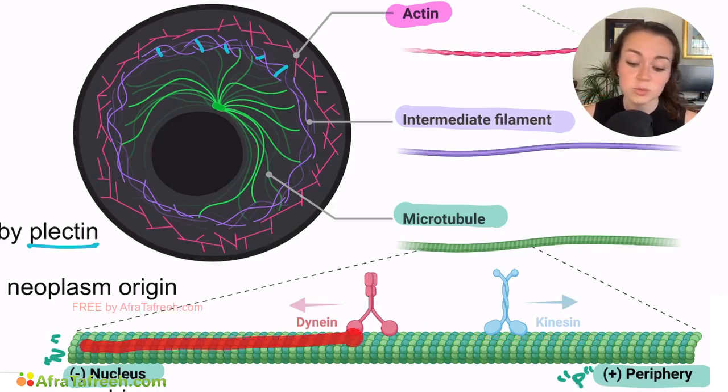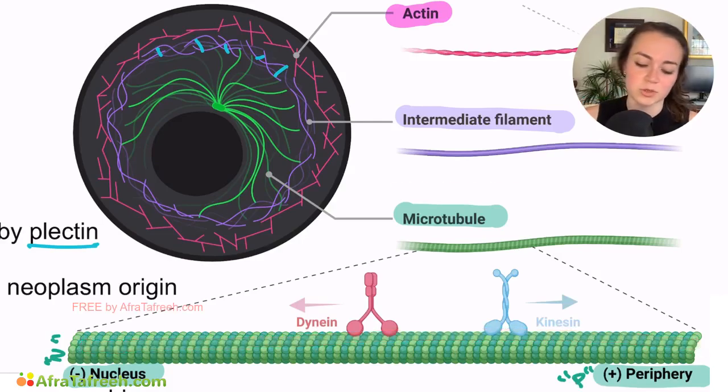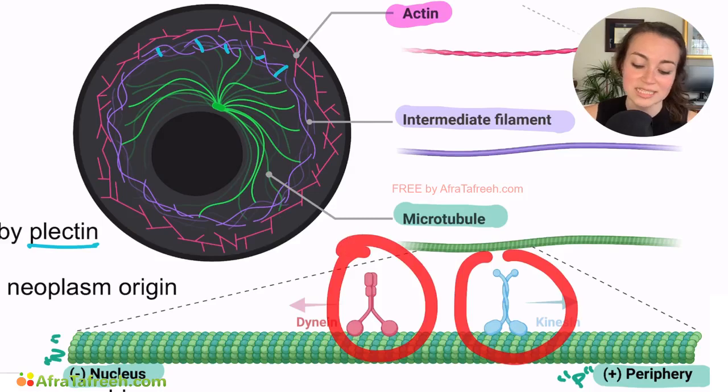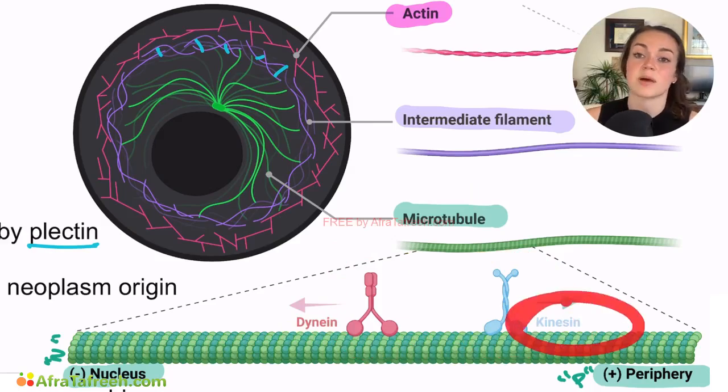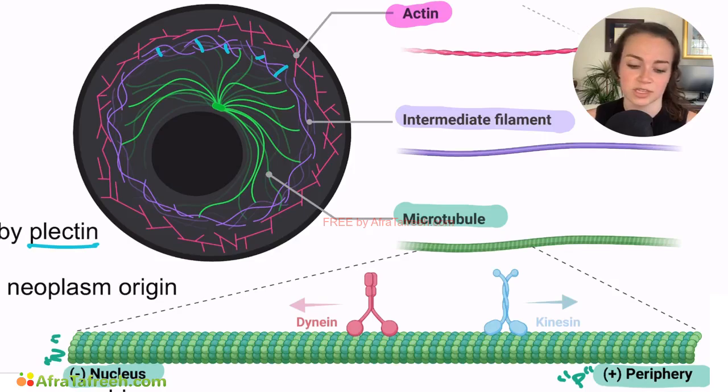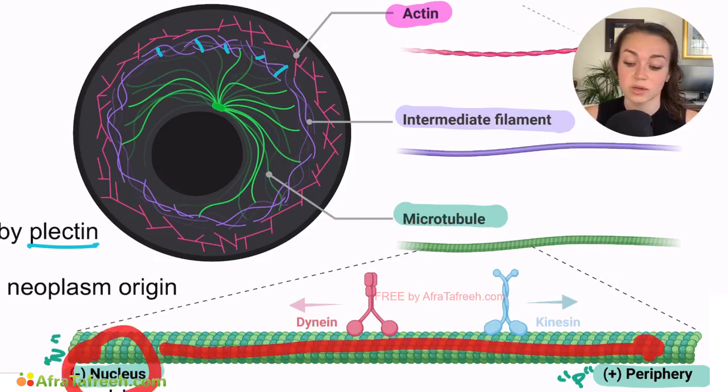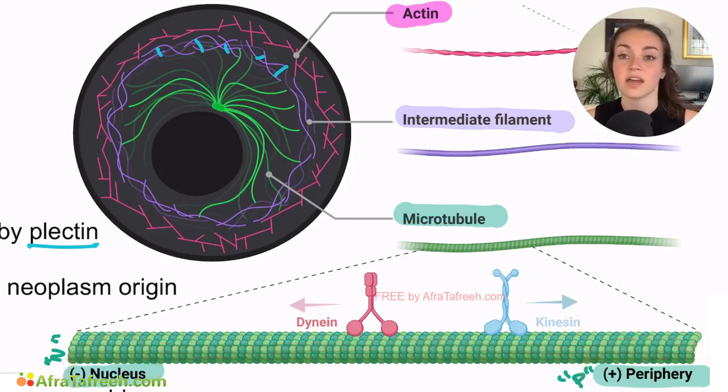So here we have a zoomed in version of a microtubule where you can see the two motor proteins, kinesin and dynein, walking along carrying out their motor activity. So kinesin is responsible for anterograde transport. So it'll be moving from the nucleus, the negative end, towards the positive periphery. On the other hand, dynein is responsible for retrograde transport. So it'll be going from the periphery back towards the nucleus.